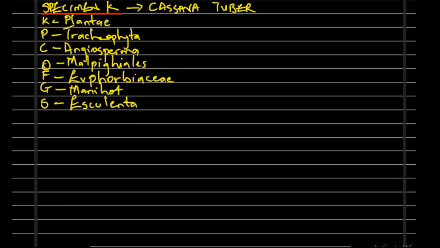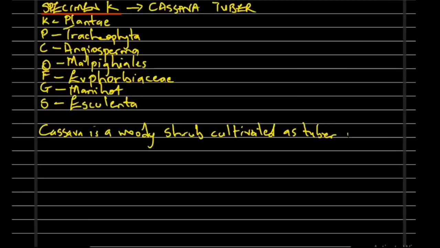Cassava is a woody shrub cultivated in so many environments. Cassava is a woody shrub cultivated as tuber in tropical regions, and it is cultivated as annual crops. Let me put that here. Cassava is a woody shrub cultivated as tuber in tropical areas or regions, and it is cultivated as annual crops.